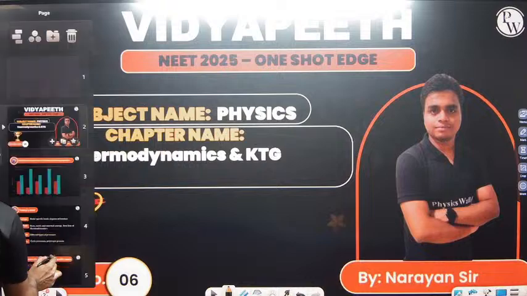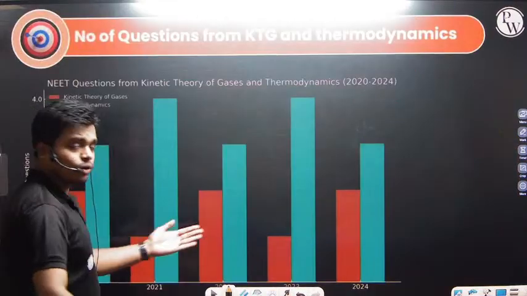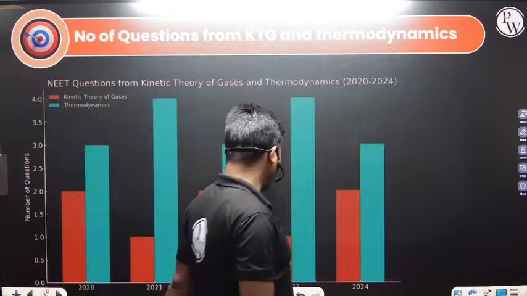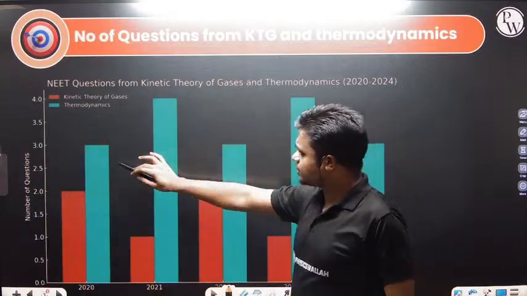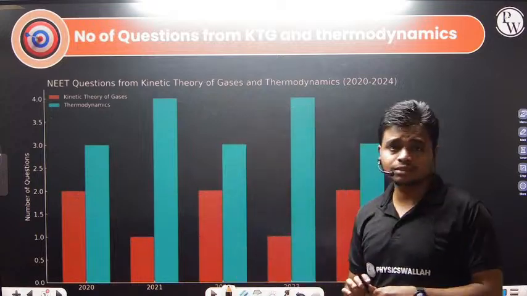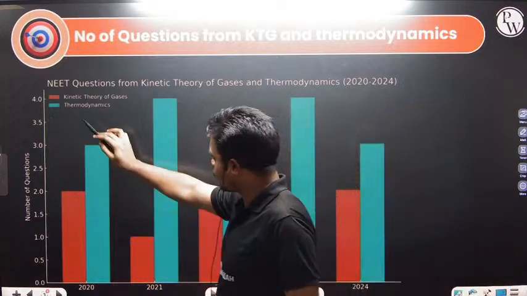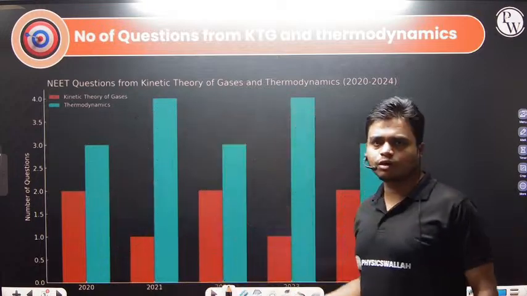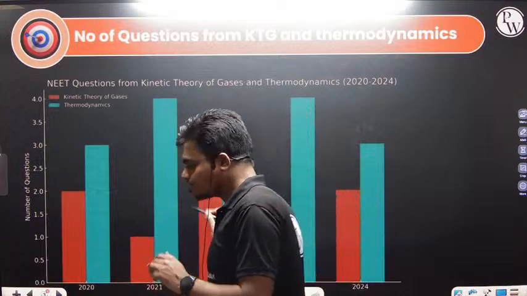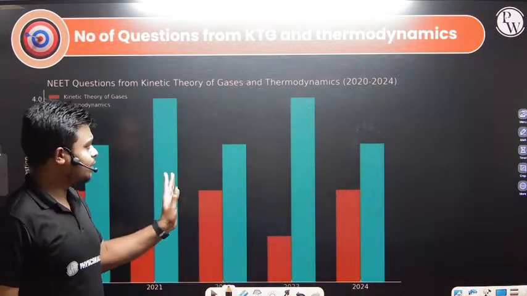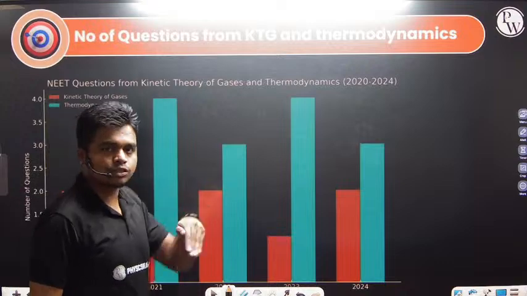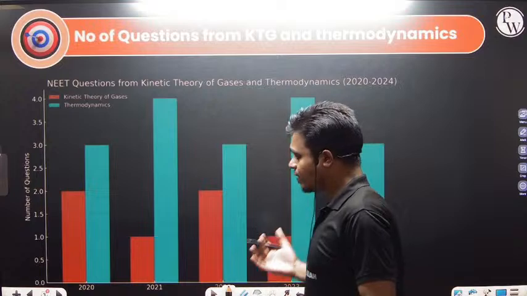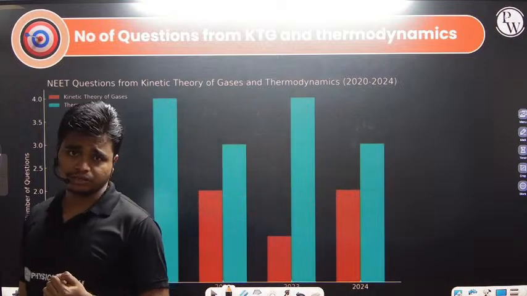So let's see how this chapter appears over 5 years. If you see the number of questions asked in the 5 years, this blue color represents thermodynamics and this orange color represents the kinetic theory of the gases. From kinetic theory of the gases we are expecting 1 or 2 questions, on an average 2 questions. And from thermodynamics, in the 5 years they are asking 3 questions minimum. So on an average 5 questions are expected, so we are expecting 5 questions in the coming NEET also.